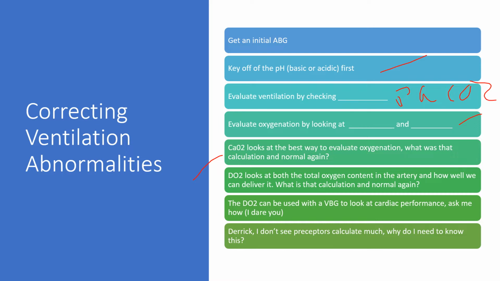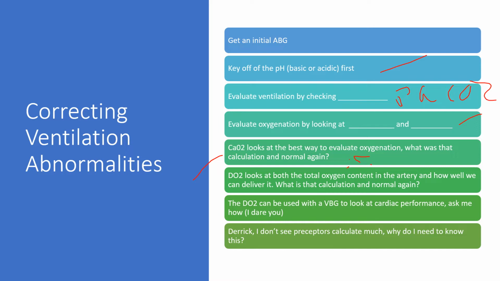This is even on the boards, right? They'll ask you, which of the following is the best way to evaluate oxygenation? They'll say saturation. They'll say pressure. They'll give you some other random answer, right? You're going to pick CaO2 because you're combining what's on the hemoglobin with what's in the plasma. So you're combining the saturation of oxygen with the PaO2 to figure out someone's total arterial content. So CaO2 is king of evaluating oxygenation.